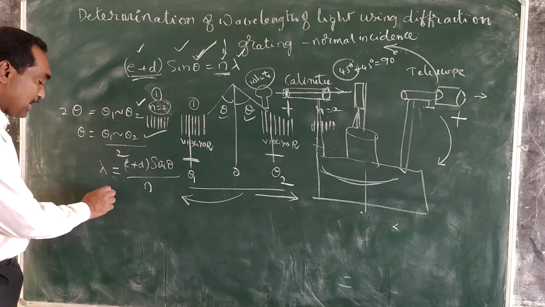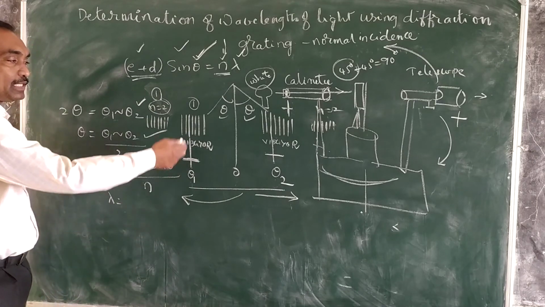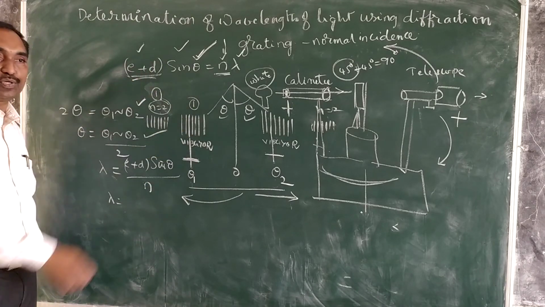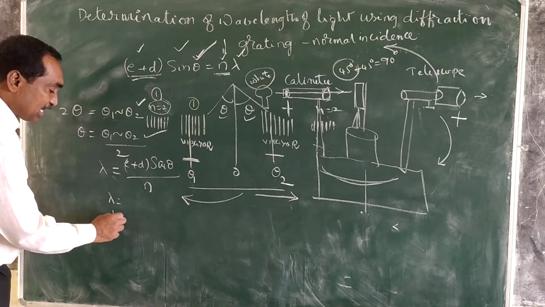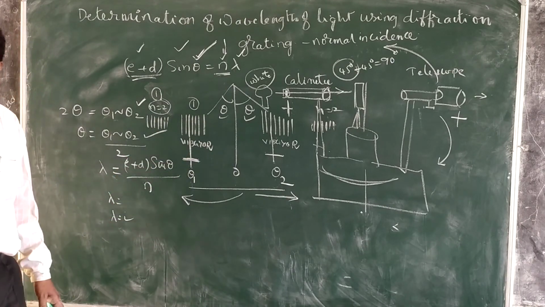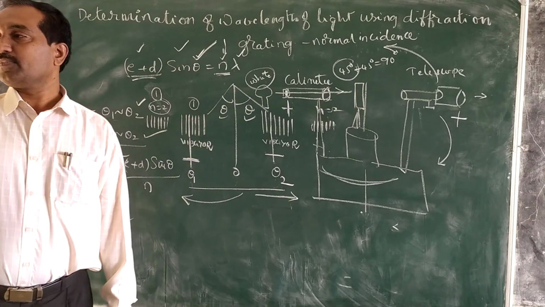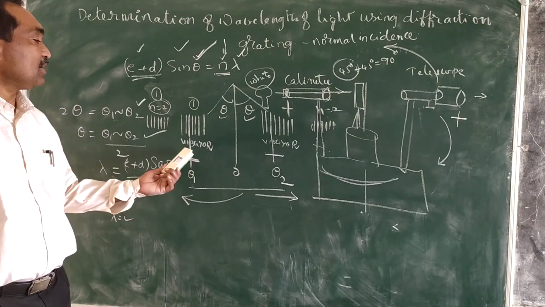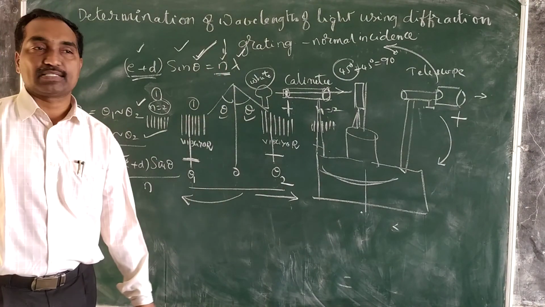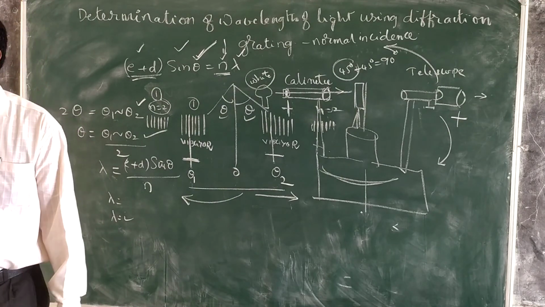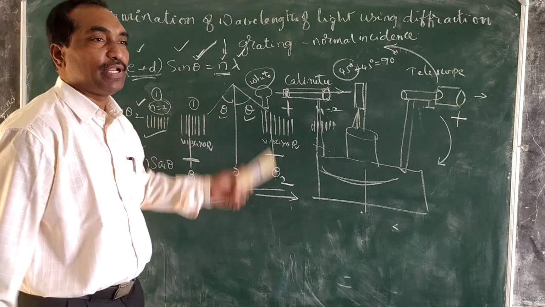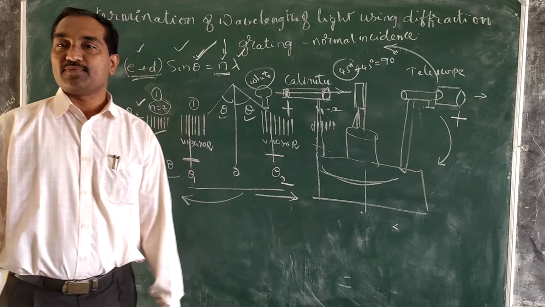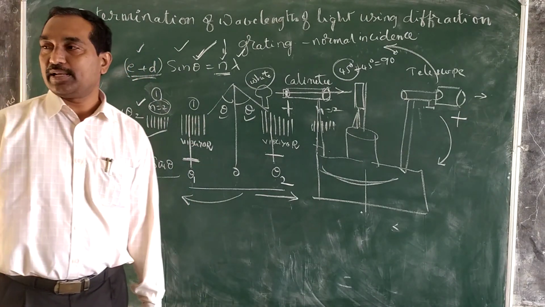Whatever value you get for the blue color using n equal to 1, at the same time n equal to 2 also gives the same wavelength. By using this principle, not only blue color, we can determine the wavelength of any color: violet, red, yellow, orange, whatever it is. So this is the procedure to determine the wavelength of light. We will do it in our laboratory next class.